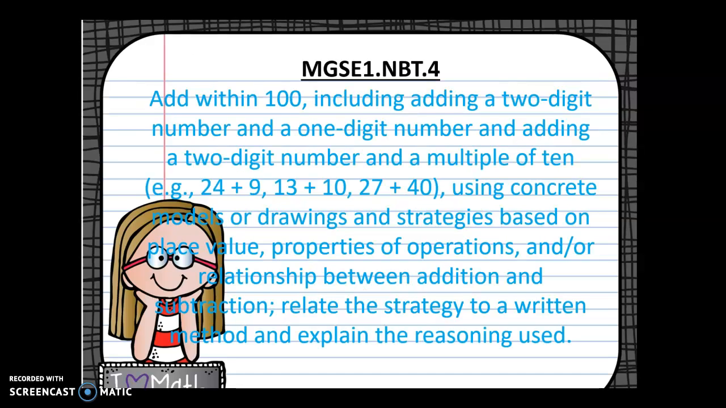Last lesson, we talked about NBT3. This lesson, we're going to focus on NBT4: Add within 100, including adding a two-digit number and a one-digit number, and adding a two-digit number and a multiple of 10, using concrete models or drawings and strategies based on place value, properties of operation, and/or relationship between addition and subtraction. Relate the strategy to a written method and explain the reasoning.